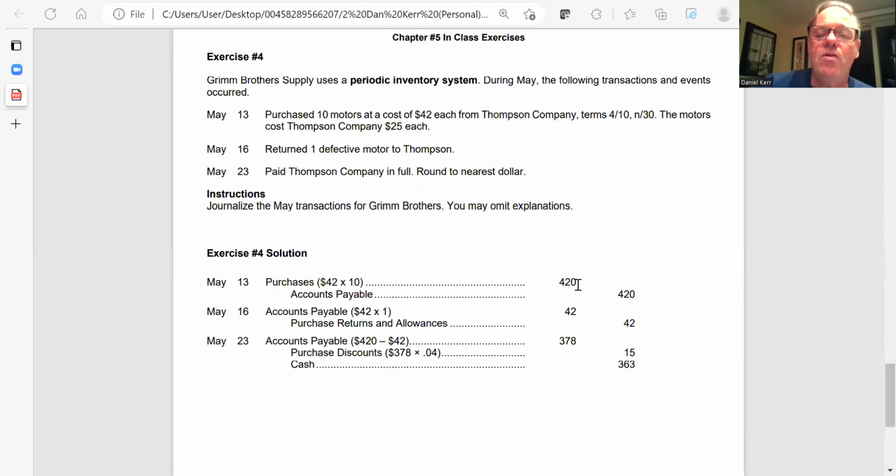And then on May 23rd, paid Thompson in full, round to the nearest dollar. Well, I owed him originally $420, but then I had a $42 return. So I actually owe them not $420, but $378. So I'm going to be debiting $378, but I'm not going to pay them $378. I'm entitled to take a 4% discount. 4% of $378 is $15. The difference between the $378 and the $15 is the amount of cash that I actually have to remit.